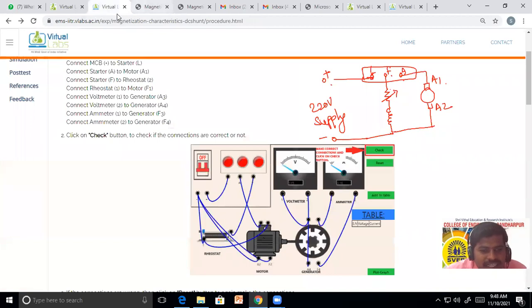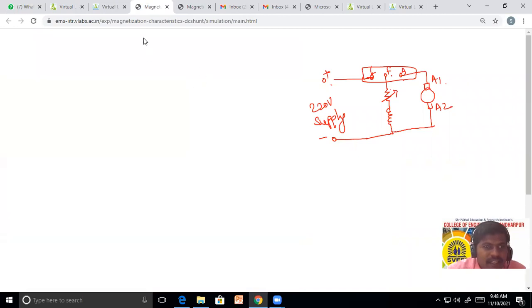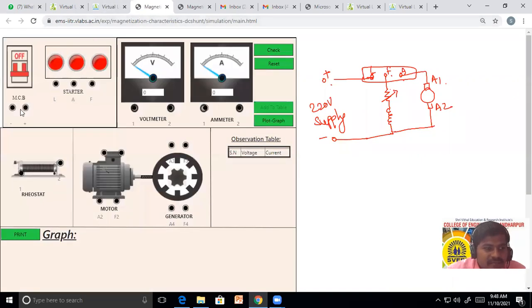Okay. If the connection is wrong, we can directly check this as well as reset this connection and make the connection again. So see, we are resetting the connection. Positive terminal connected to L, armature terminal connected to A1, field terminal connected to the rheostat.